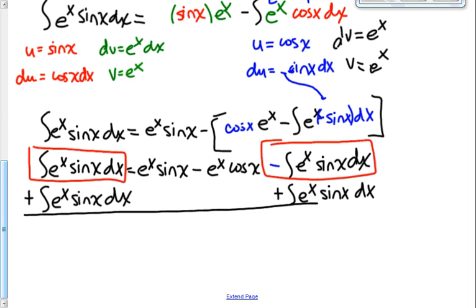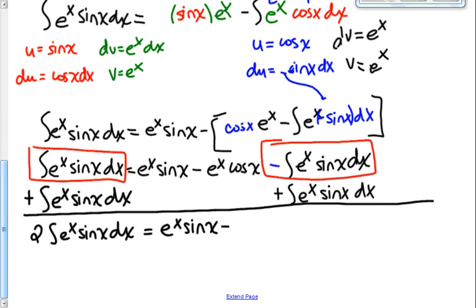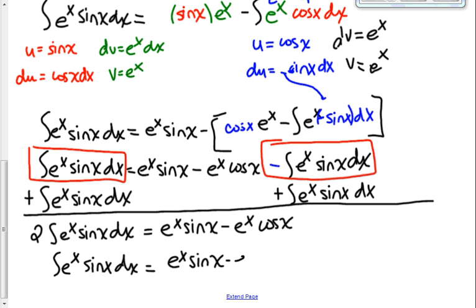And when I do that, on the left side of the equation, I now have two of these things. And once I have two of them, I don't want two of them. I just want one of them, which means I now need to divide both sides by 2. So I have the integral of e to the x sine x dx is going to be this whole thing, e to the x sine x minus e to the x cosine of x, all divided by 2.